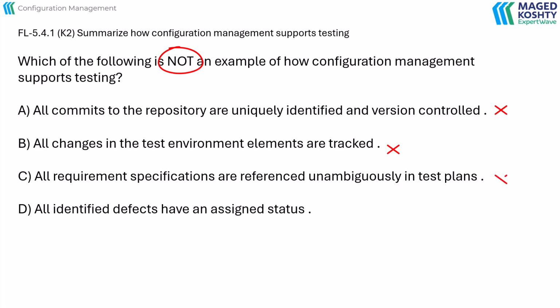The statement is true. Configuration management ensures that all identified documentation, such as requirement specifications, are uniquely identified and referenced unambiguously in other test documentation such as test plans. D. All identified defects have an assigned status. This is not an example of configuration management, but rather an example of defect management. The statement is false, so D is our correct answer.